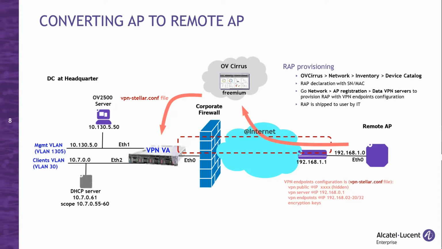Then connect to the OVC instance to be registered and provisioned with the following VPN information: the IP addresses of the VPN server, list of RAP endpoints for this server, and the encryption keys. OV Sirius sends VPN endpoints information to the RAP to allow it to reach OV2500 through VPN management tunnel. This VPN endpoints configuration will also be exported to set up VPN management services in VPN server.